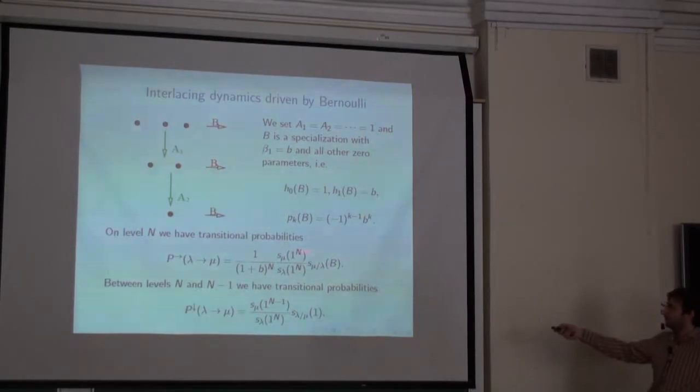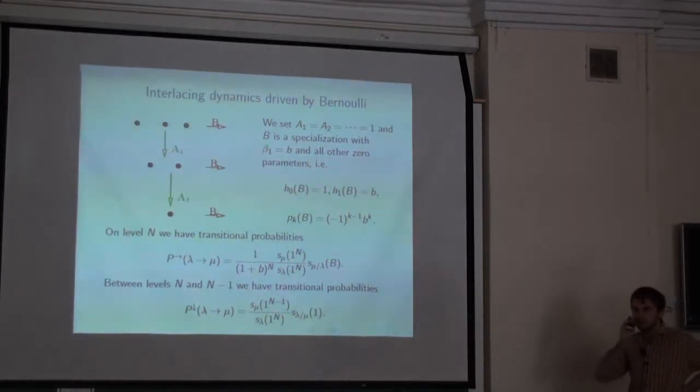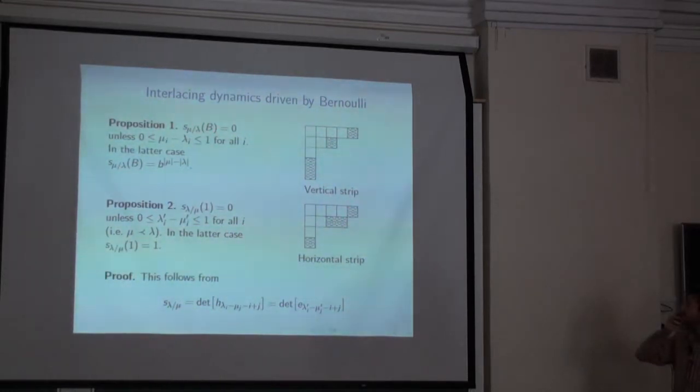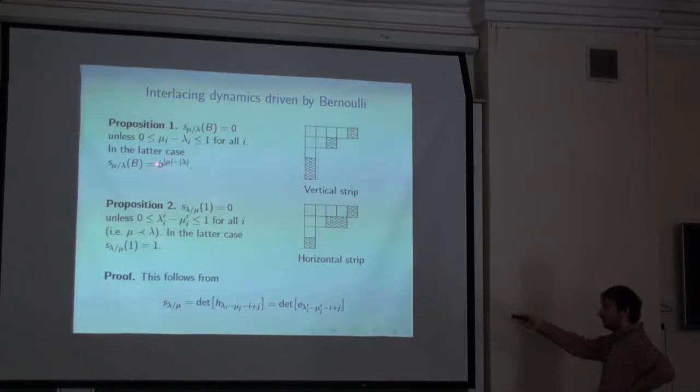Now just putting it into this formula, those are the two kinds of transitional probabilities that we have. One is this one, another is this one. It's still not very explicit because we still don't know what stands behind these symbols, but let us understand at least what stands here. Here is the following proposition. The skew Schur polynomial evaluated at specialization B is 0 unless the following property holds: the difference between coordinates of lambda and mu should be between 0 and 1, which in graphical language means that two Young diagrams, this is lambda and this is mu, the bigger one, should differ by a vertical strip, which is a collection of boxes with at most one box in one row. And in this case, the value of the skew Schur polynomial can be computed as a power of this parameter b that we have.